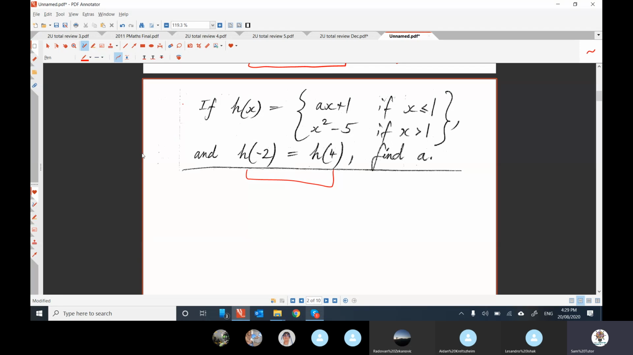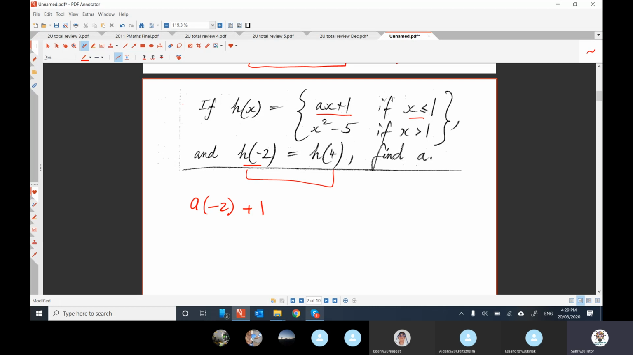Okay, well, Eden, tell us what you've done. What does h of -2 mean? Because -2 is below 1, so you use the formula next to it. Do we agree with that? -2 is below 1, so we're going to use the first one, which is ax plus 1. Tiana, did you do something like that?